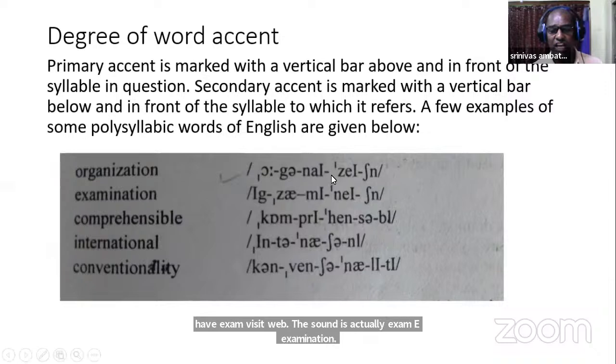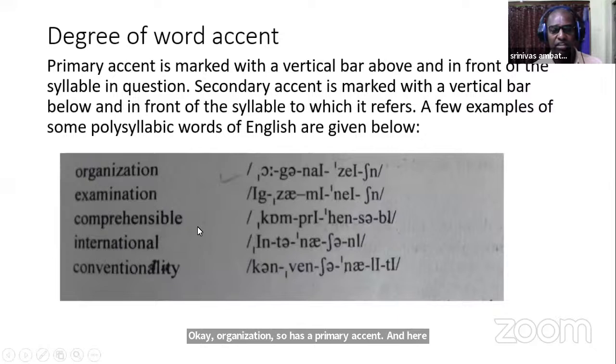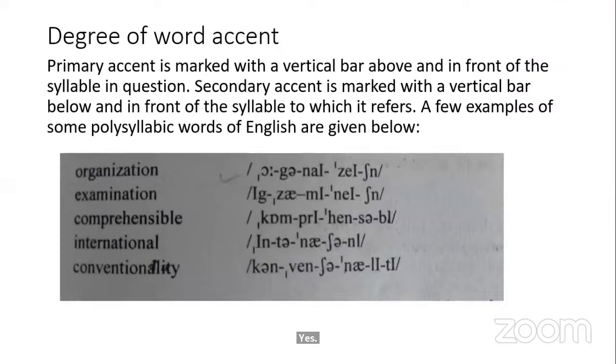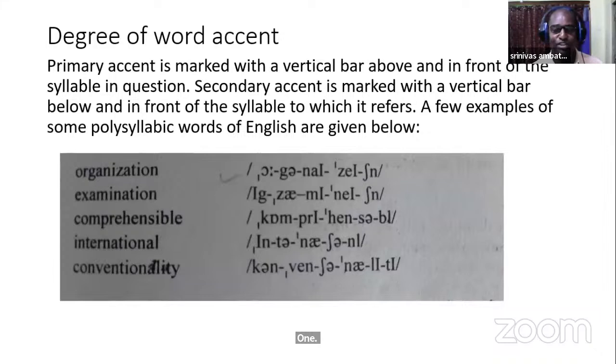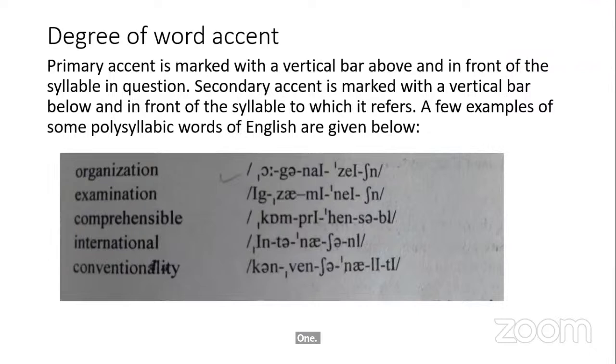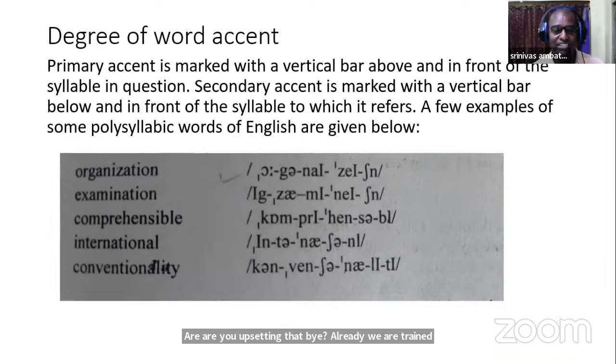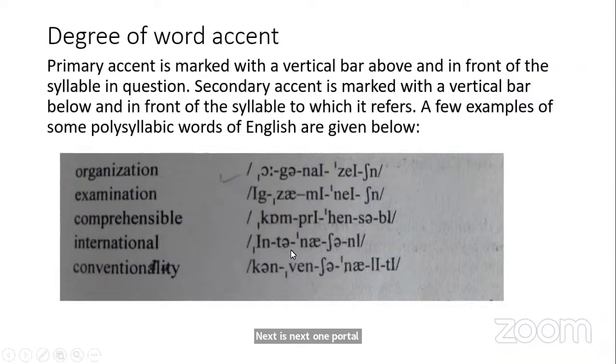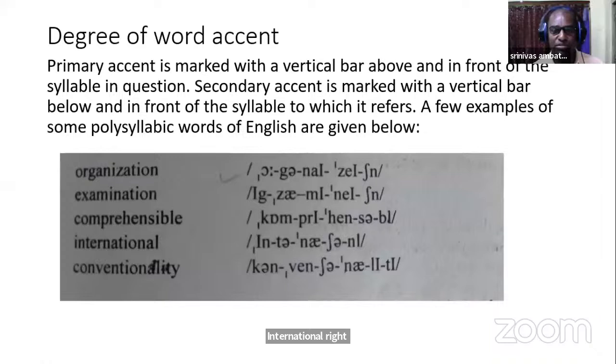And here, examination. Third one, read. Comprehensible. So, see, you are taking a break also. Without your knowledge, you are taking the break of syllable. Are you observing that? Already we are trained, but we don't know how to do it. Next, fourth one. International. If you listen to the news, you will find this. They have a special style, international. British and American will be different.